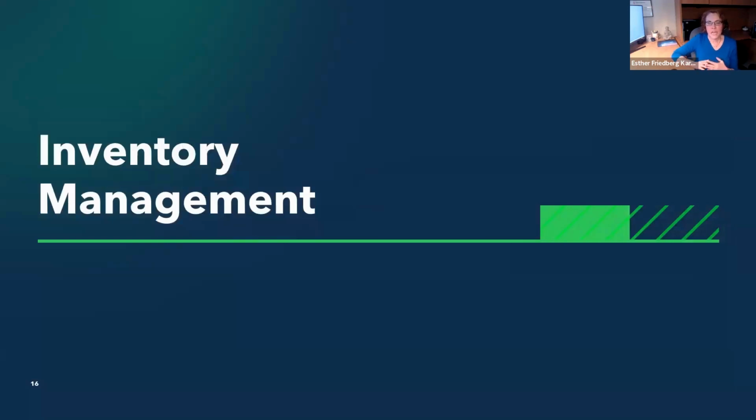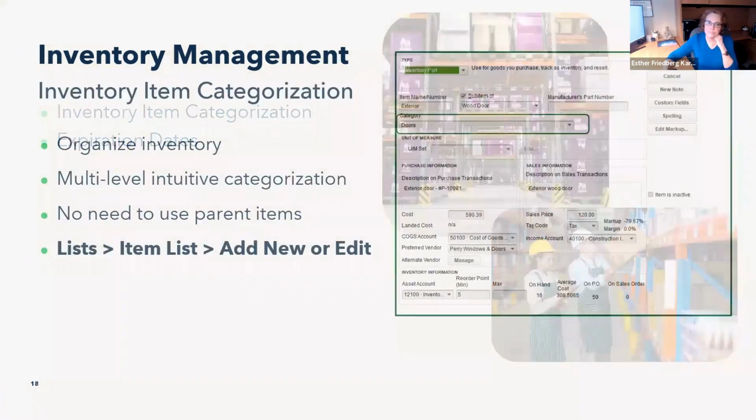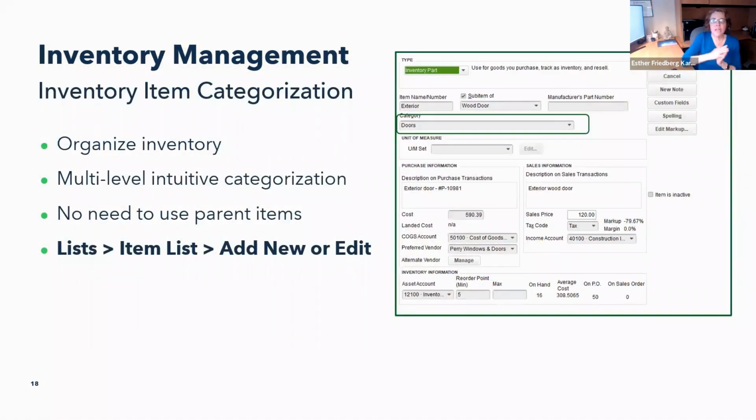Our next grouping of enhancements is inventory management. And there are two new features in this grouping: inventory item categorization and expiration dates. Now, the inventory item categorization is available in all editions of Desktop Enterprise, including Enterprise Accountant for version year 23.